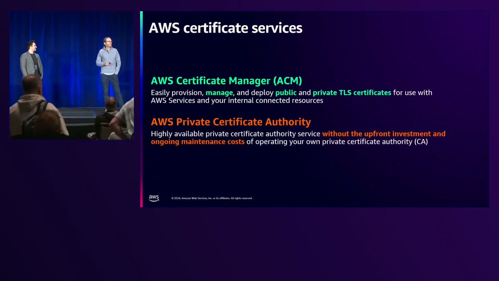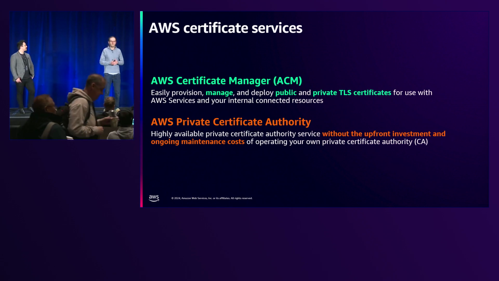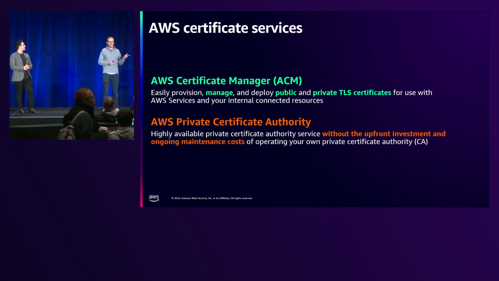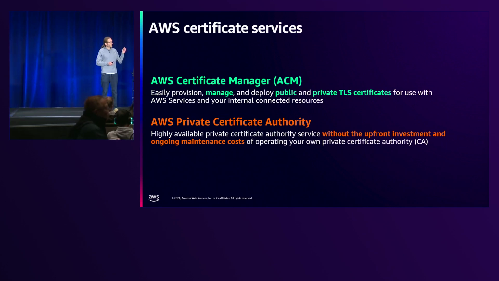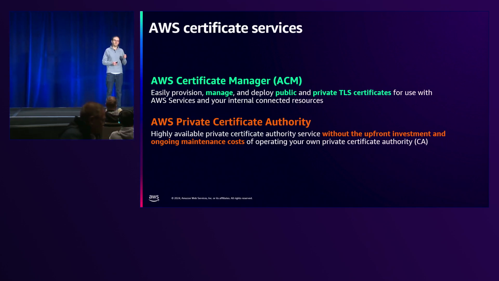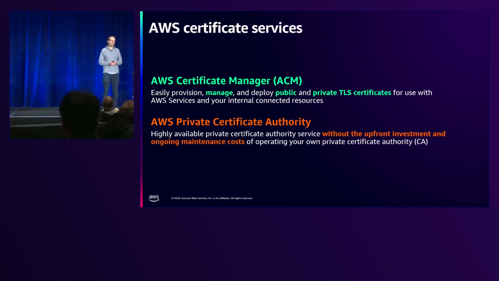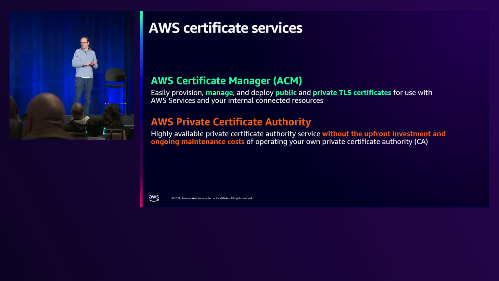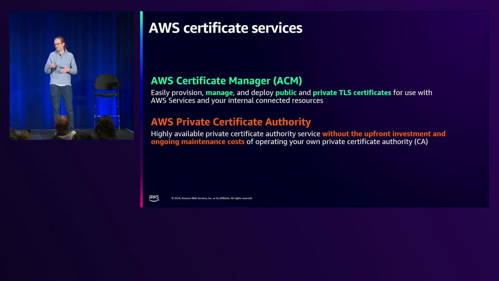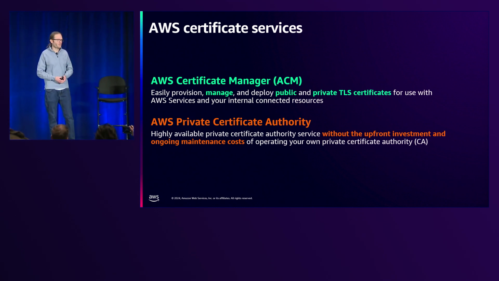Okay. So let's talk Private CA, or really about certificates in general. There are two certificate services on AWS that you want to be aware of. One is AWS Certificate Manager, or ACM. The other is AWS Private CA. ACM is primarily for public and private TLS certificates, and it's meant to be used with integrated services like Application Load Balancer, API Gateway, CloudFront. There are many others, but those are probably the three most common ones.